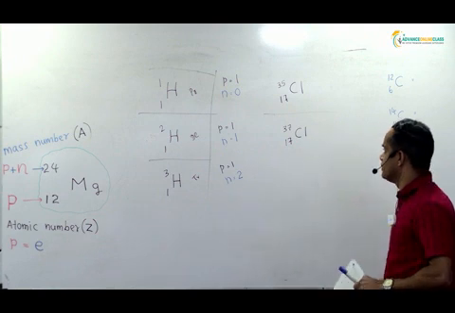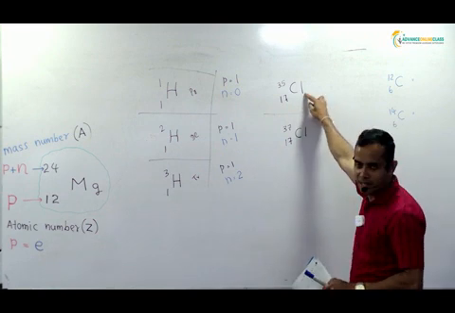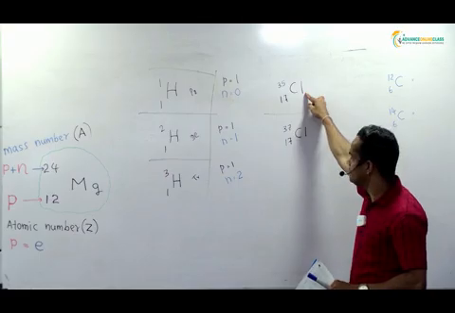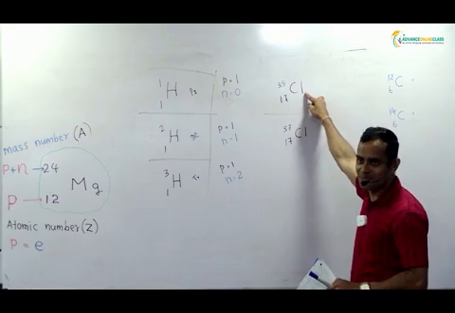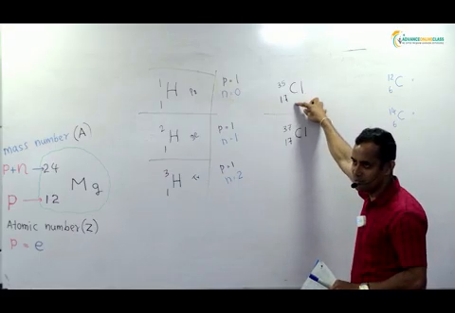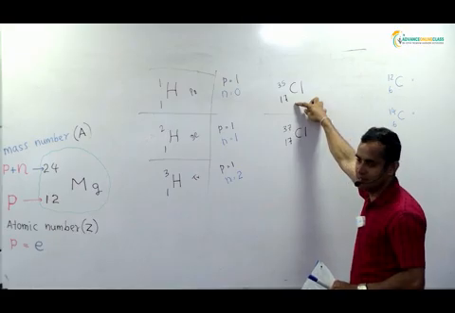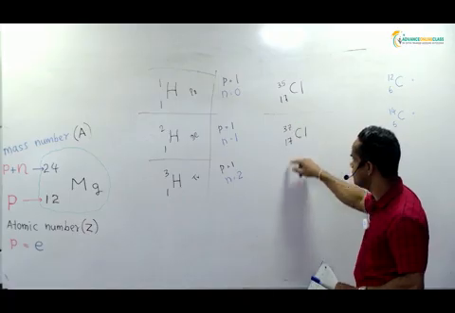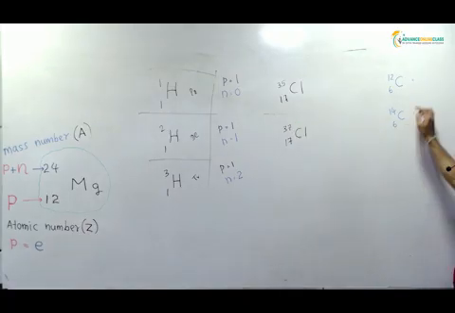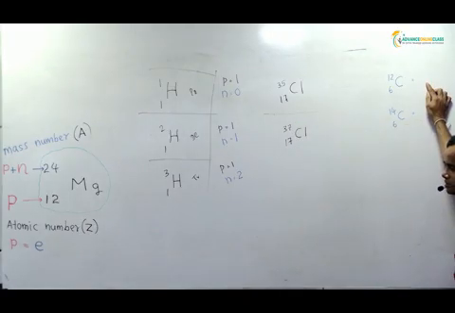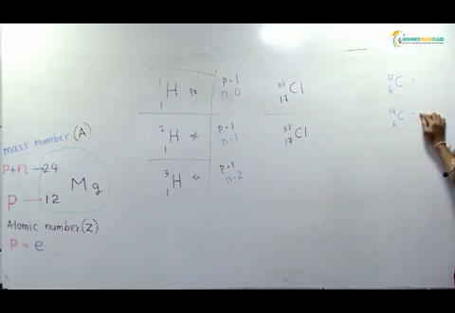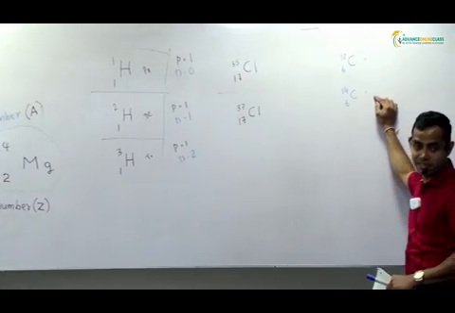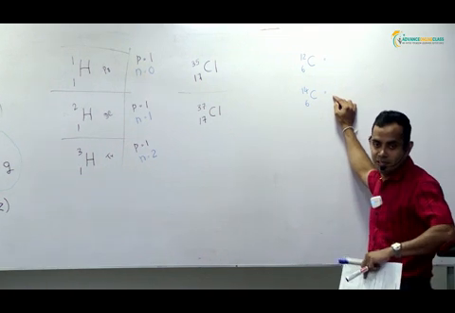Right. Chlorine, I am answering now. Protons 17, neutrons 18, 35 minus 17, 18. Next one, protons 17, neutrons 20, 37 minus 17. Carbon then, protons 6, neutrons also 6. Second carbon, this is called radioactive carbon. Do you know that? Radioactive carbon.